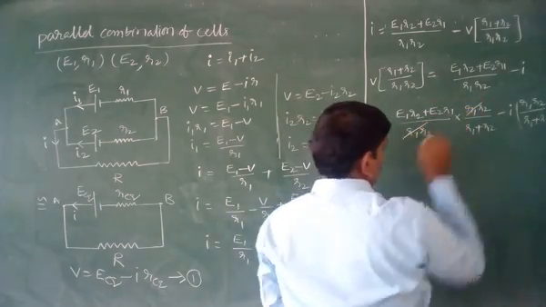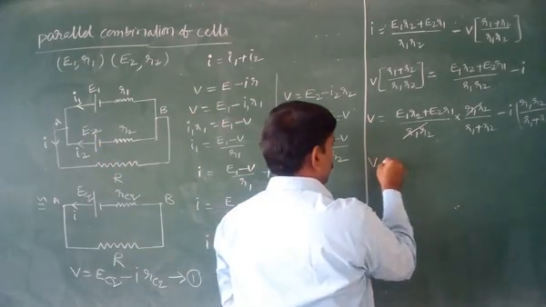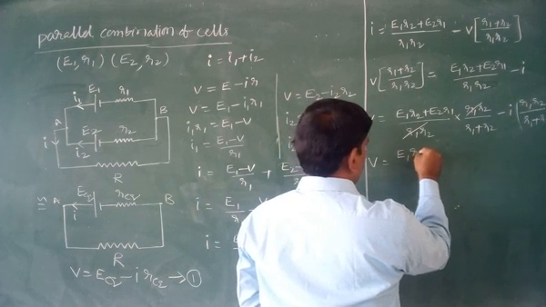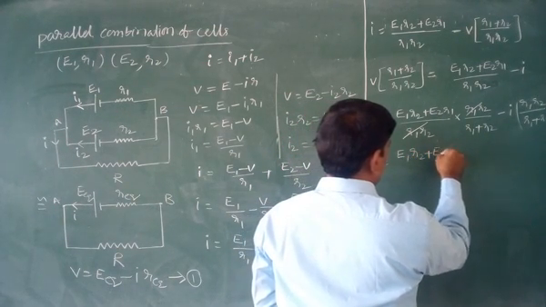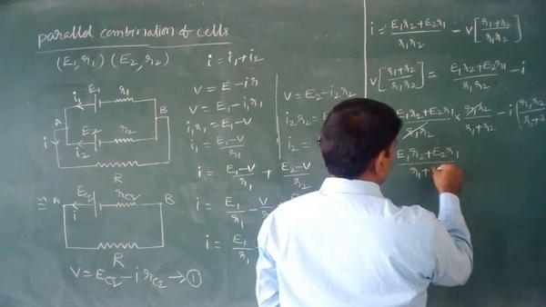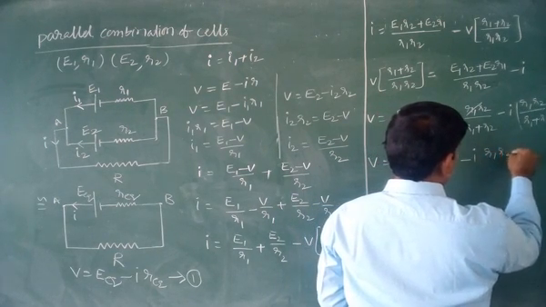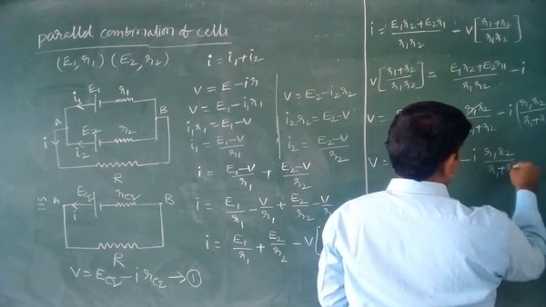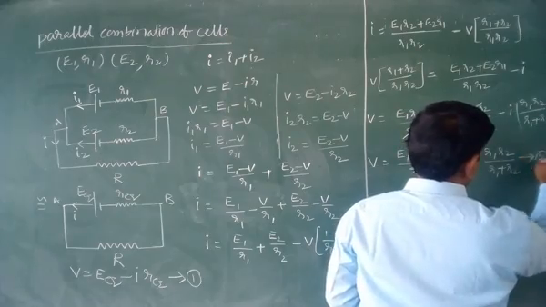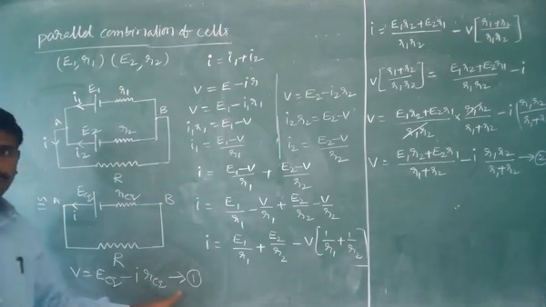Right now these two R1 R2 cancel. From this, V is equal to (E1 R2 plus E2 R1) by (R1 plus R2) minus I into R1 R2 by (R1 plus R2). This is equation number 2. Here this is equation number 1.